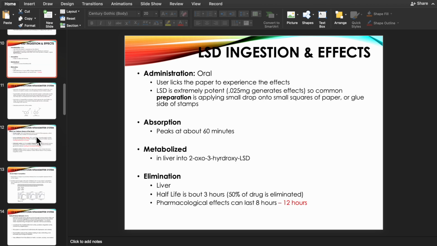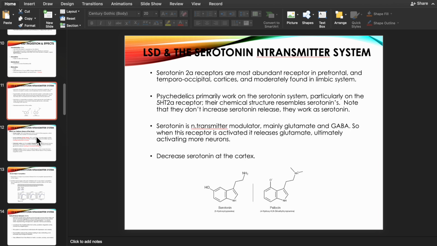Slide 10. LSD is taken orally. Usually small drops are put onto small squares of paper or stamps or anything porous enough to hold the chemical so that it can be licked off. It usually takes about 60 minutes to be fully absorbed. It's metabolized in the liver, and the effects can last up to about 12 hours. However, it may still be detectable in the body after 24 hours.